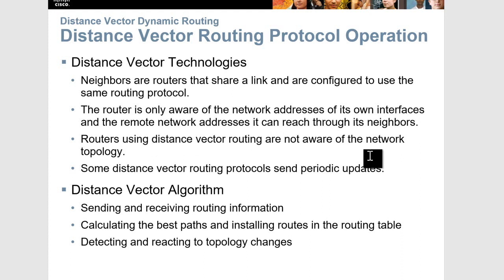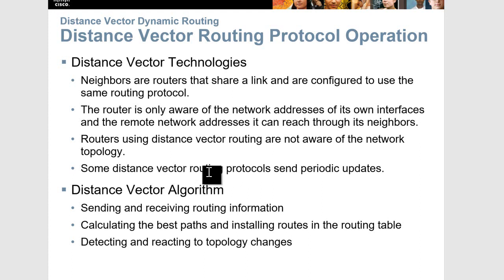Not aware of the network topology. That's what I just said: the router is not aware of the entire network topology in distance vector. It only knows what paths it needs to take to get to certain destinations. Only concerned about itself. Distance vector, very selfish. The router doesn't care about the other links, just needs to know which direction it needs to go, and that's good enough for it.